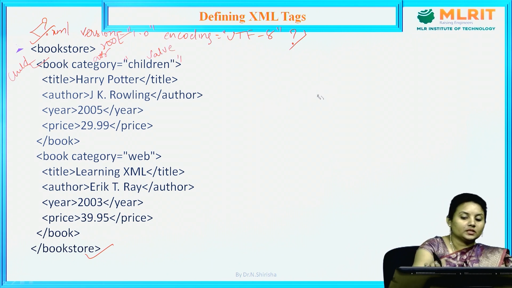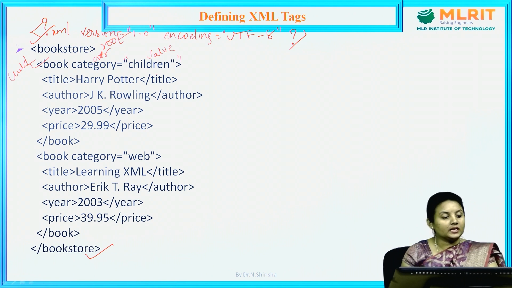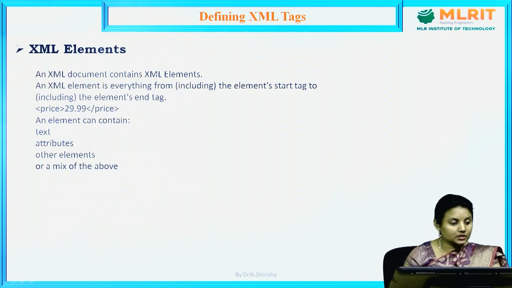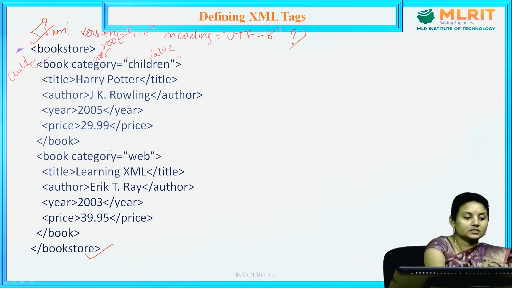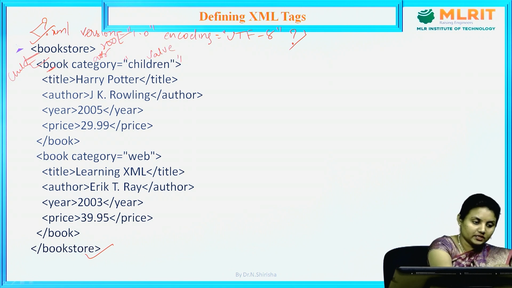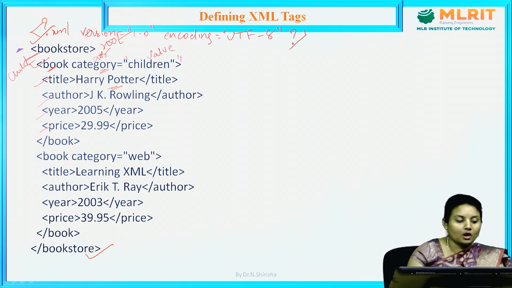Okay. Then, book, we have a child tag category which is a children. Children is a value. This is how we define an attribute for the value. And every element, if you see here, every element can have text, attributes or other elements. So, here this is an element which is having other elements, attributes, text. Okay, and also other elements. Other elements are title, author, year, price. These are all the elements of this element bookstore.